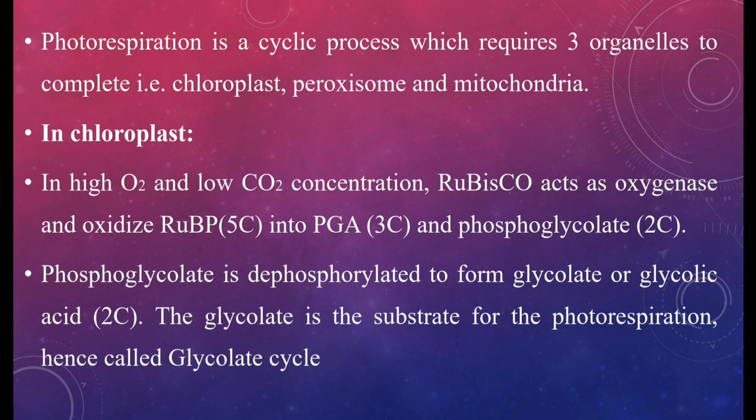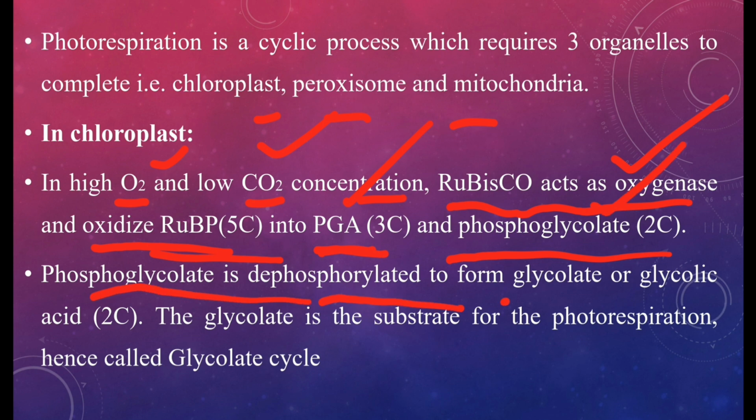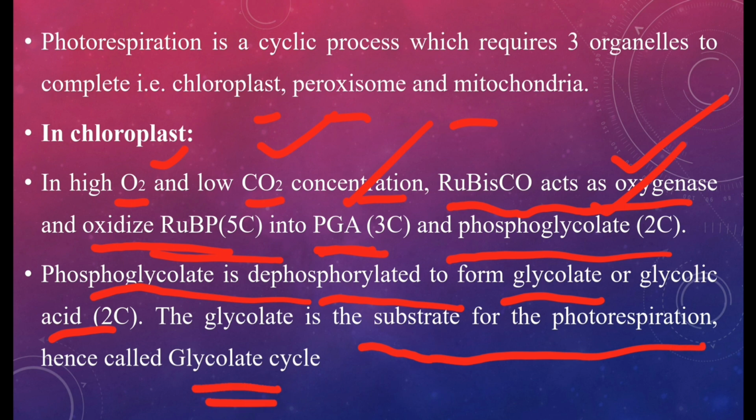Photorespiration is a cyclic process which requires 3 organelles to complete. The first one is chloroplast, second peroxisome, and third mitochondria. At first, in the chloroplast, in high oxygen and low carbon dioxide concentration, rubisco acts as oxygenase and oxidizes the RuBP into 3-phosphoglyceric acid, that is PGA, and phosphoglycolate. Phosphoglyceric acid has 3 carbons in it, and phosphoglycolate has 2 carbons in it. Phosphoglycolate is dephosphorylated to form glycolate or glycolic acid. The glycolate is the substrate for photorespiration. Hence, this cycle is otherwise known as the glycolate cycle.